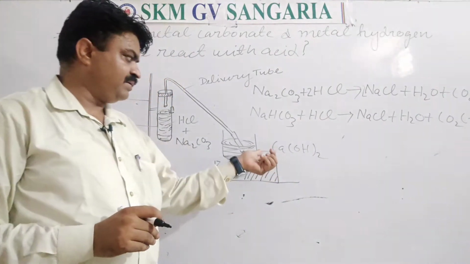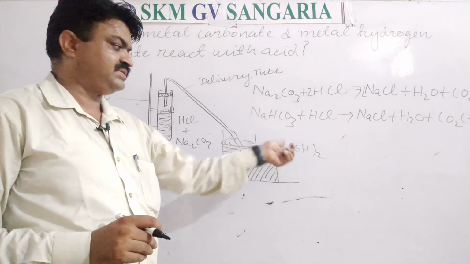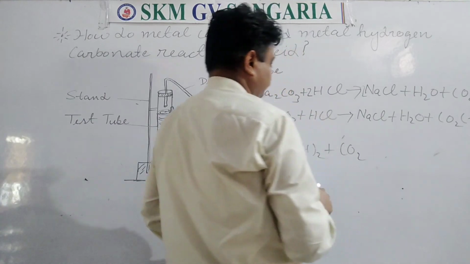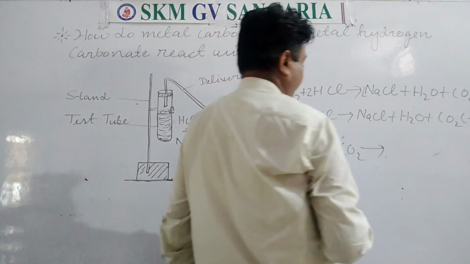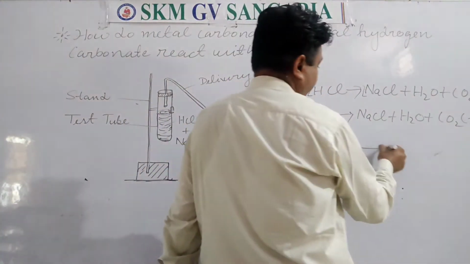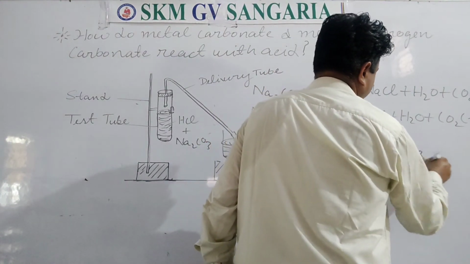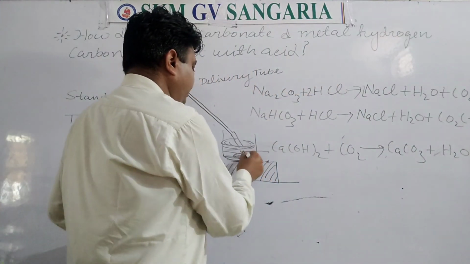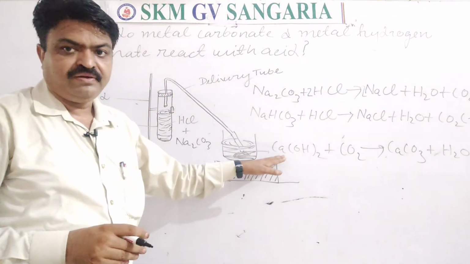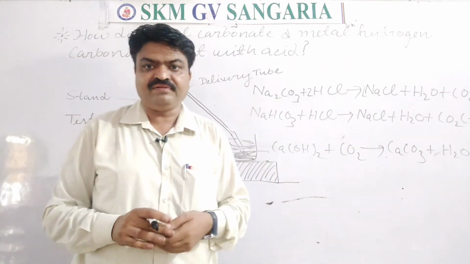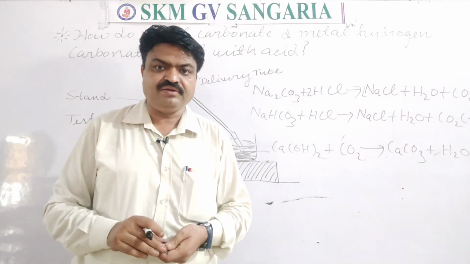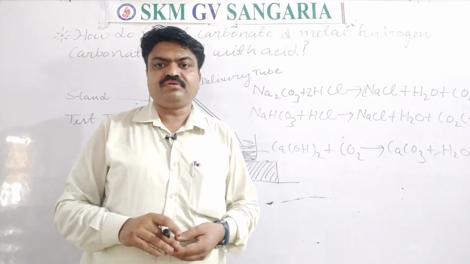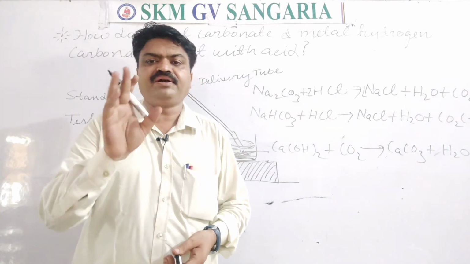If we react that carbon dioxide with this, then what will it form? It forms one white precipitate, CaCO3 plus H2O. And with the help of that white precipitate, we can know that the gas evolving here is carbon dioxide. So with the help of lime water, we can also know the presence of carbon dioxide.